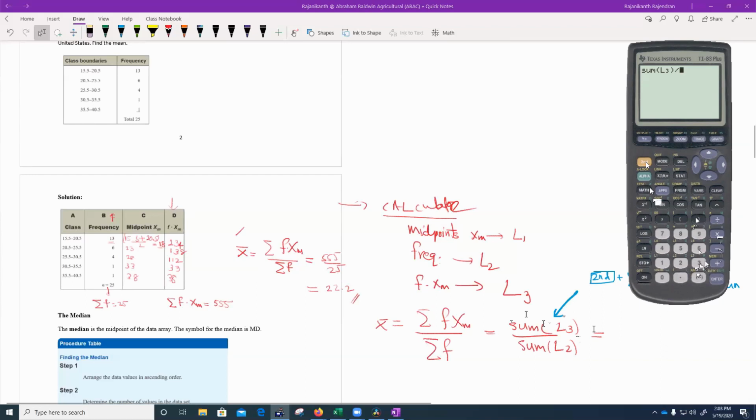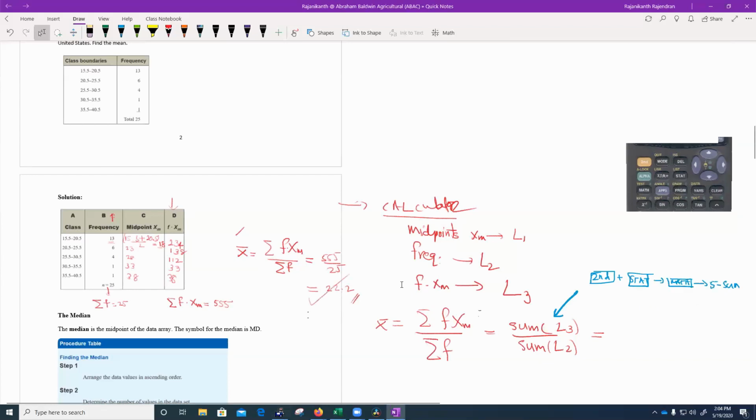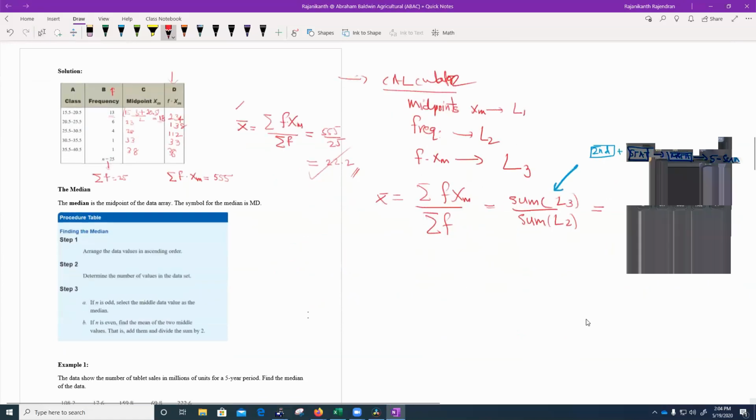Then I need to divide this by, again, you need to go to stats, math. Then number 5 is summation, right? Go to the summation, enter. And my second number is L2. That is second with L2. Okay, so simply enter now. Good. So you got 22.2. Yes, exactly. We got that answer, right? So that is 22.2.